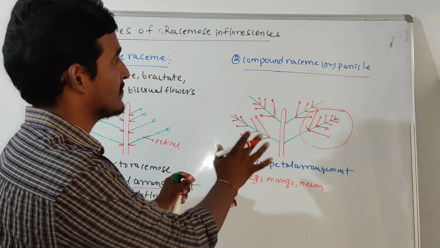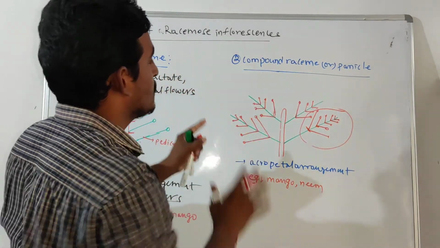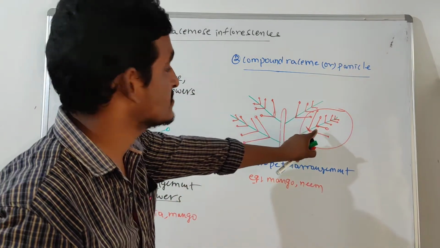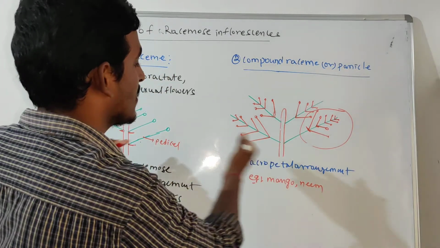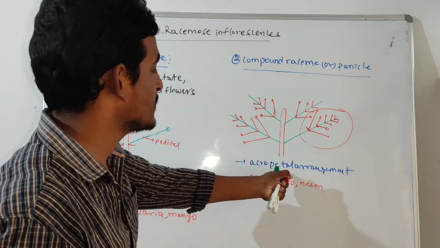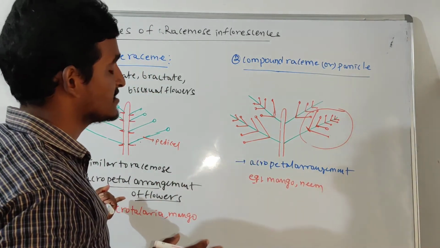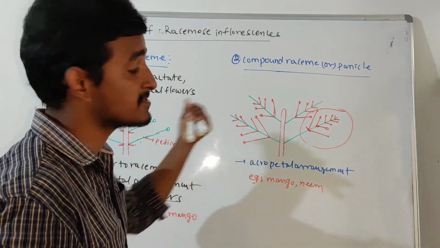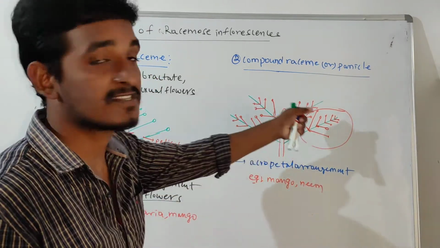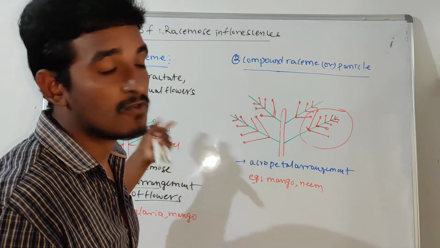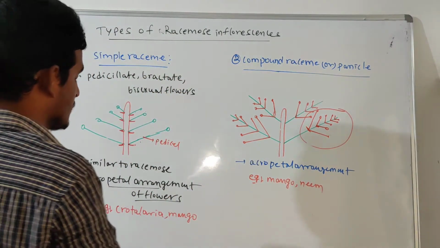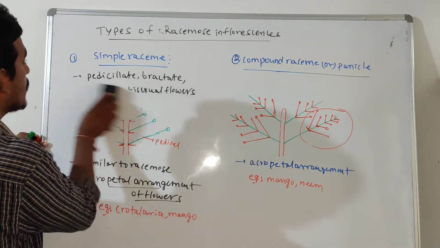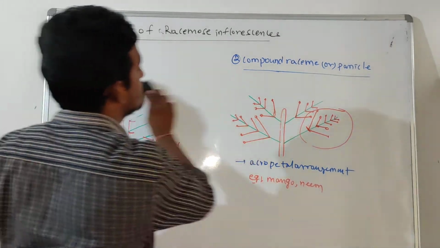Right? The main difference between simple raceme and compound raceme is that it shows branches. Each branch represents a simple raceme inflorescence. So remaining all are same. Here it shows acropetal arrangement, bisexual flowers, pedicellate flowers, bracteate flowers. So all are similar except in branching, right? So next we will discuss a corymb type of inflorescence.